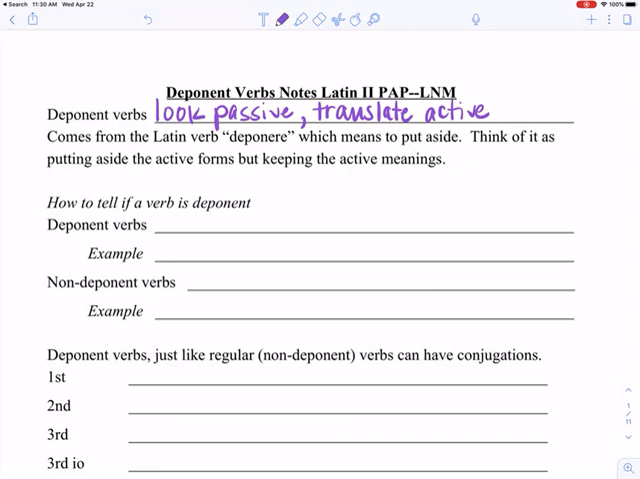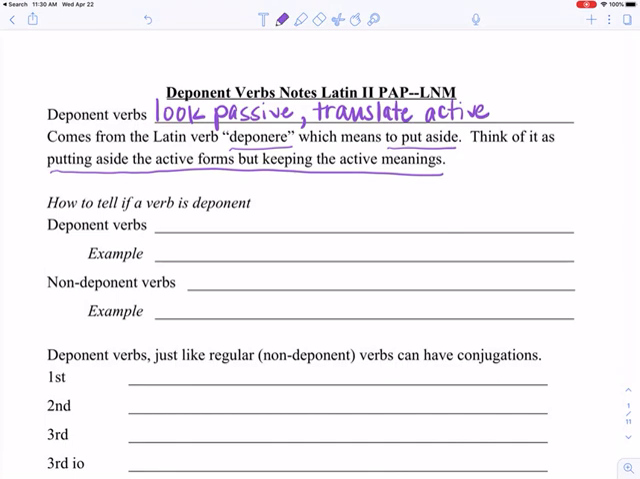And this little nugget comes from your book. This verb deponere means to put aside. So you should maybe think of it as putting aside the active forms but keeping the active meanings.